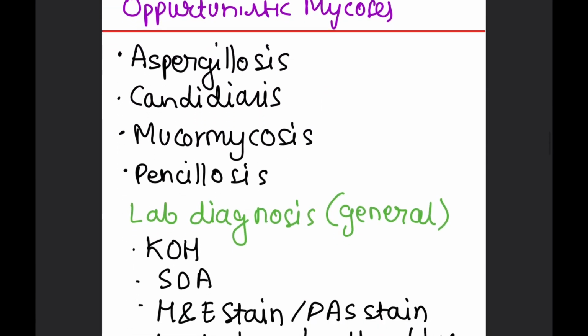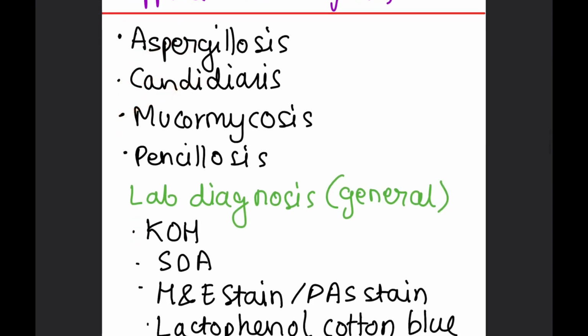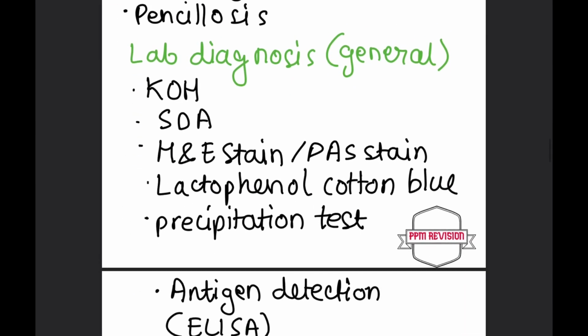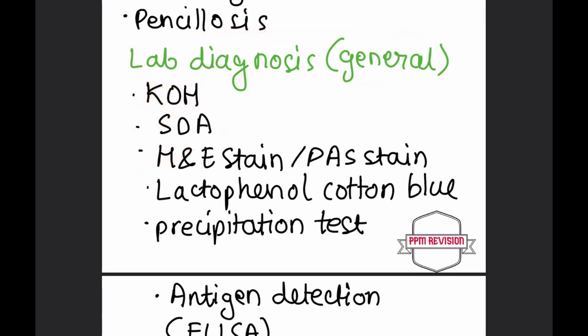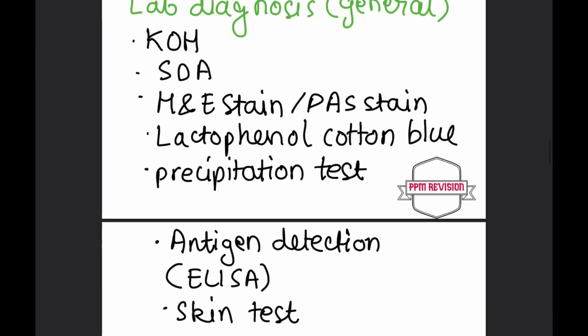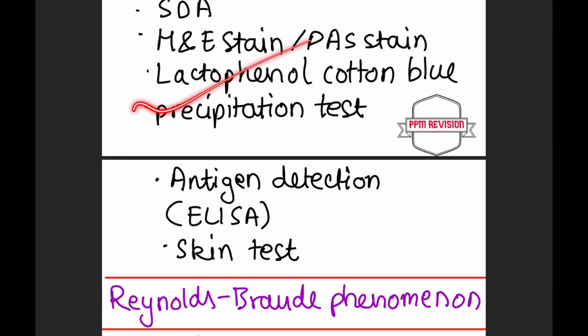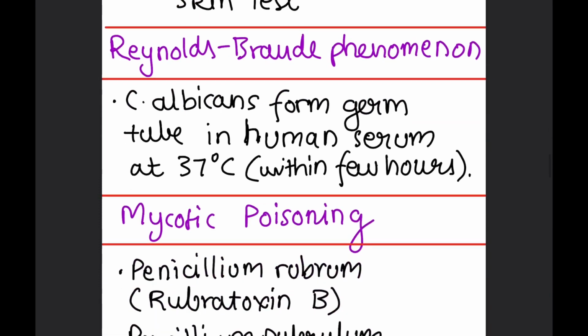And talking about opportunistic mycosis, there is aspergillosis, candidiasis, and mucormycosis, and also penicilliosis. And talking about lab diagnosis, it's the same. You have KOH, SDA, H&E stain, PAS stain, and lactophenol cotton blue, that is LCB, and precipitation test, antigen detection test, there is ELISA, and skin test.